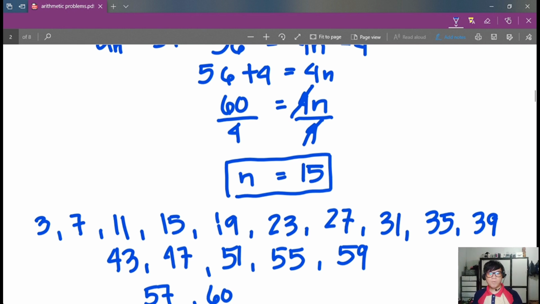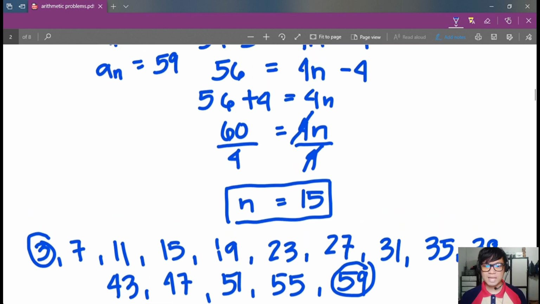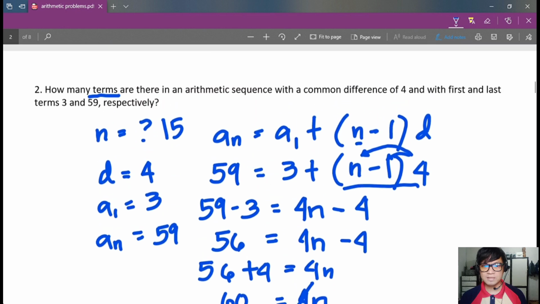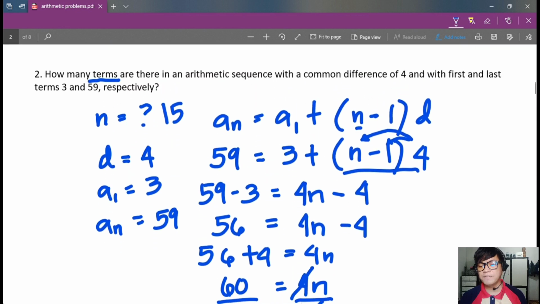1, 2, 3, 4, 5, 6, 7, 8, 9, 10, 11, 12, 13, 14, 15. So, there are 15 terms. So, tama yung n natin, which is equal to 15. Okay, so, tama yung sagot natin. The number of terms is 15. How many terms are there? So, there are 15 terms.